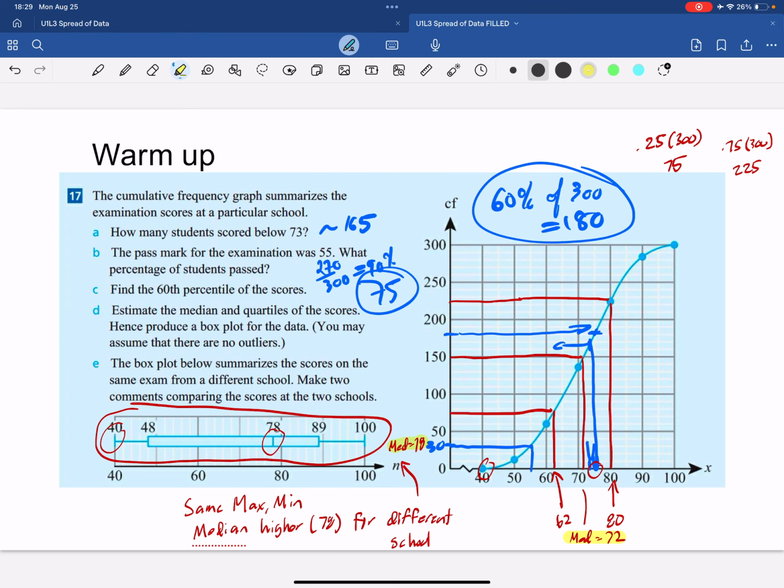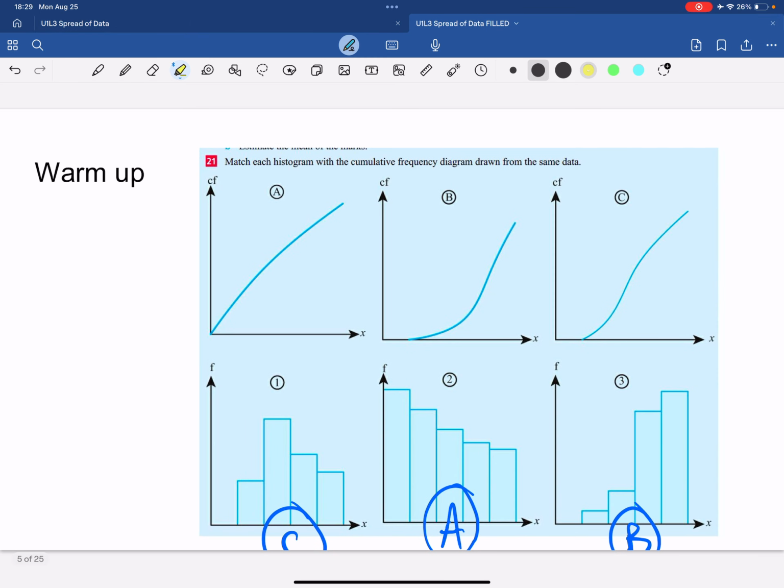Okay, so if we look, let me get the laser. So here we talked before about how your cumulative frequency graph is rising very rapidly at first, and then it's kind of tapering off, it's flattening out. So that means that you're adding less and less data. So that makes sense that this A would match to 2.